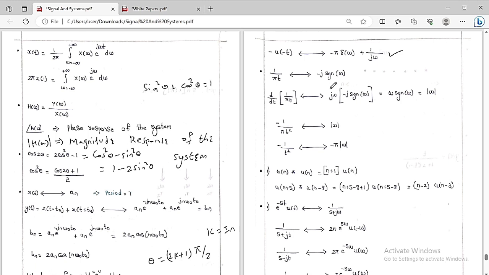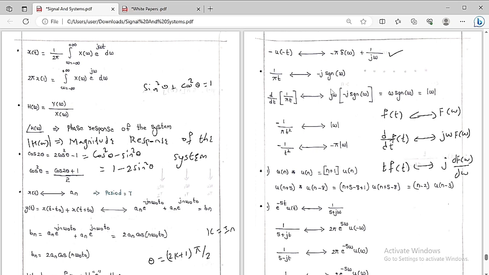Sorry, carefully, a small correction here. f of t has the Fourier transform F of omega. Then d by dt of f of t has the Fourier transform j omega into F of omega. Small correction. Whereas t into f of t has a Fourier transform j into dF of omega by d omega. So these formulas you have to keep in mind.